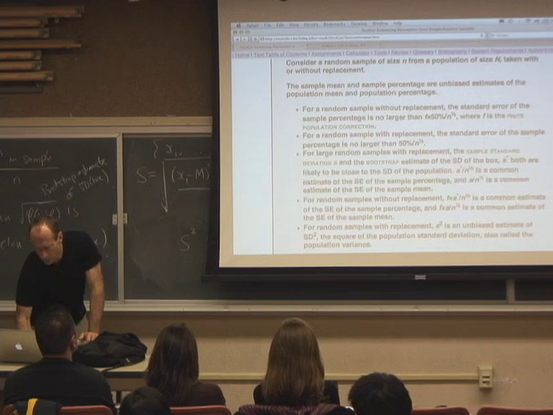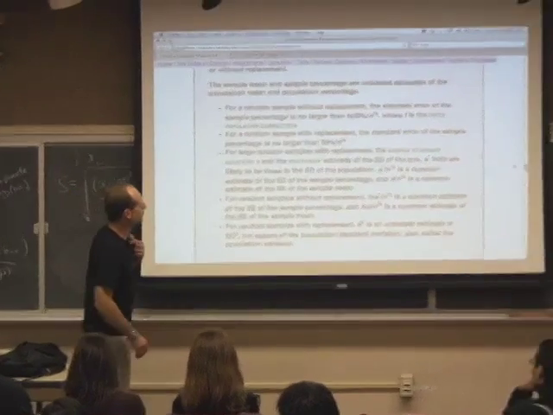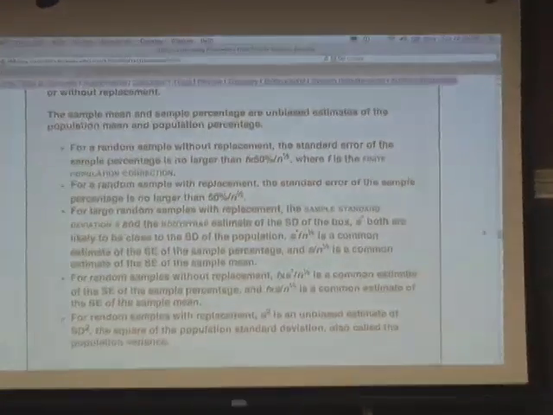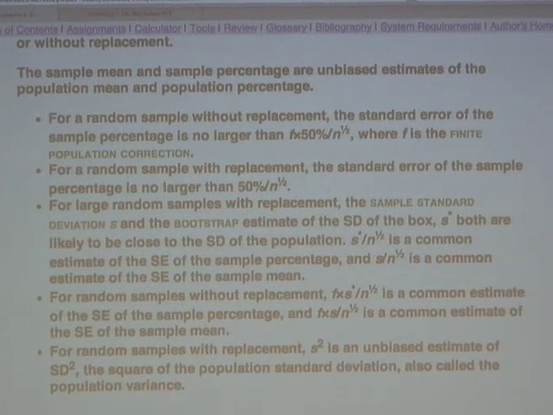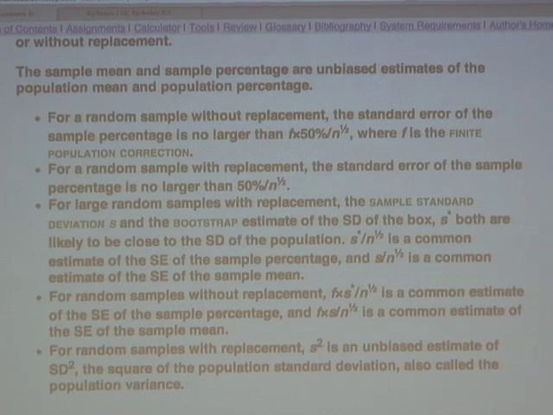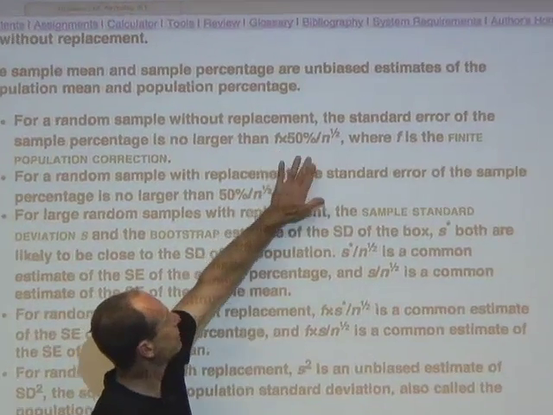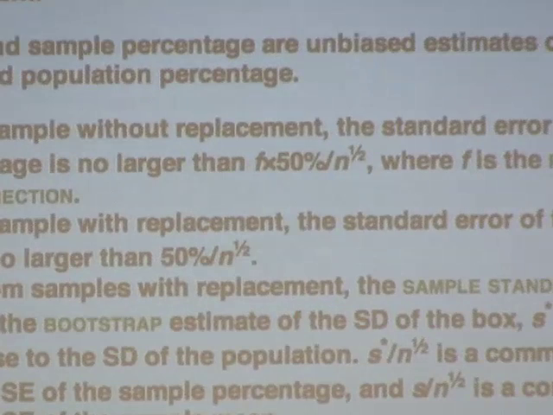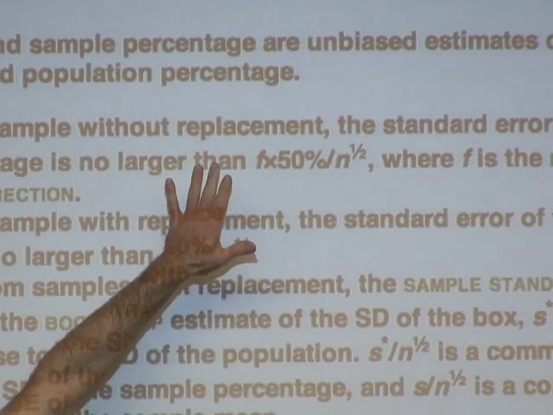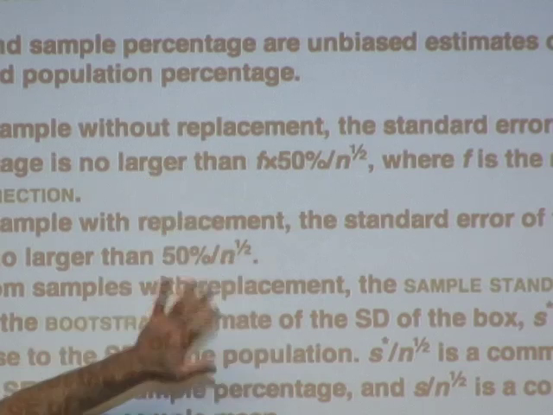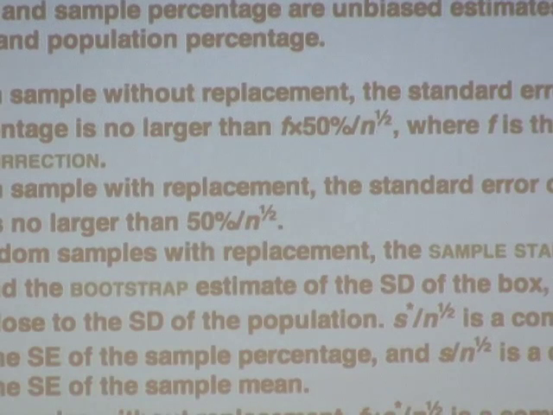All right, so just to summarize where we are right now, we're thinking about drawing a random sample from a box of numbered tickets. If we're drawing without replacement, then the standard error of the sample percentage is no larger than the finite population correction times 50% divided by the square root of the sample size. If we're drawing with replacement, then the corresponding value of f is 1, right? The finite population correction won't matter. It's 1. We don't need it.